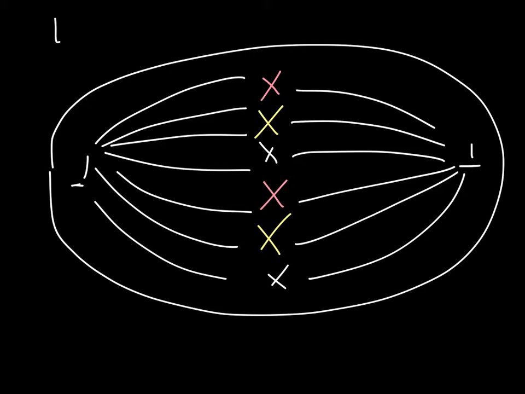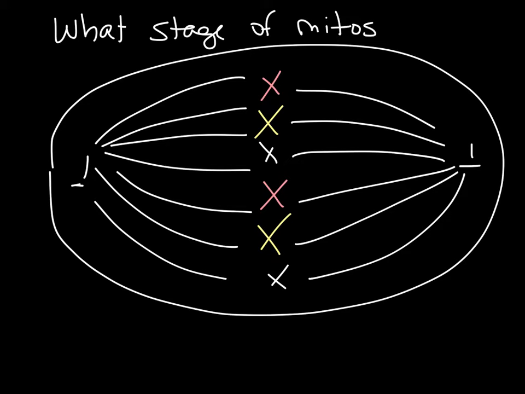Right. So what stage of mitosis? And you would tell me that this is clearly metaphase because the chromosomes are lined up in the middle. Right, so this is metaphase. And what would this organism have with respect to ploidy?